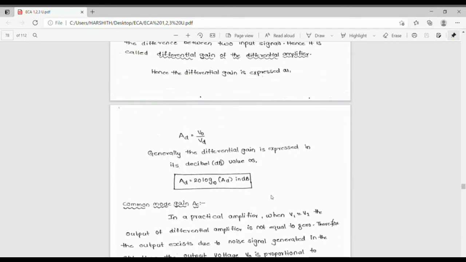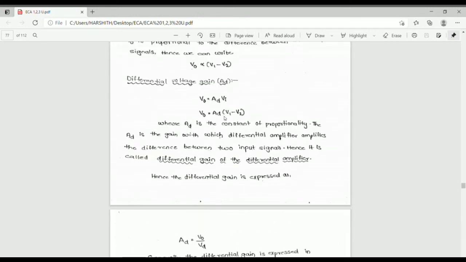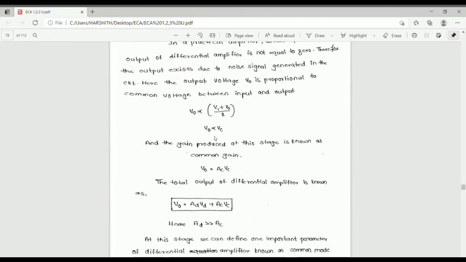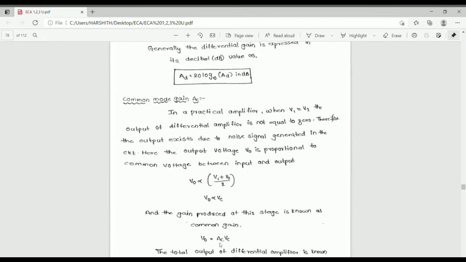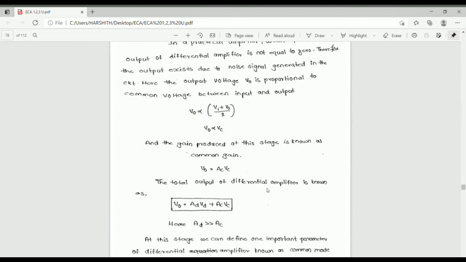We get AD Vd in this, and AC Vc. So the total output of the differential amplifier is V0 equal to AD Vd plus AC Vc. Therefore AD is greater than AC, much greater than AC.